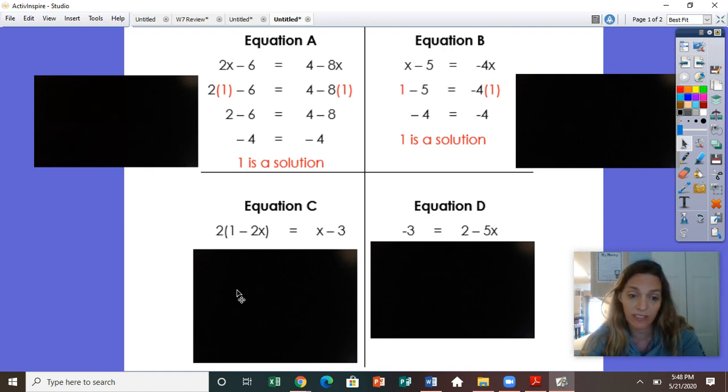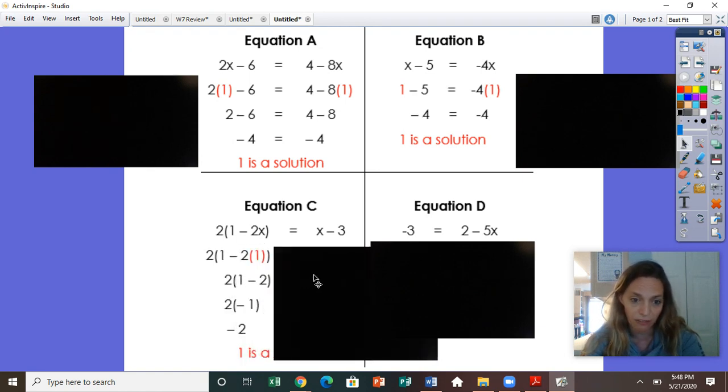When you look at equation C, it's a kind of more complicated equation. So let's look at the left side first. We would fill in the 1 for the x. You always work inside the parentheses first. So I'd have to multiply the 2 times 1, get a 2. 1 minus 2 does in fact equal a negative 1. And then I'd multiply 2 times negative 1. I'd get a negative 2.